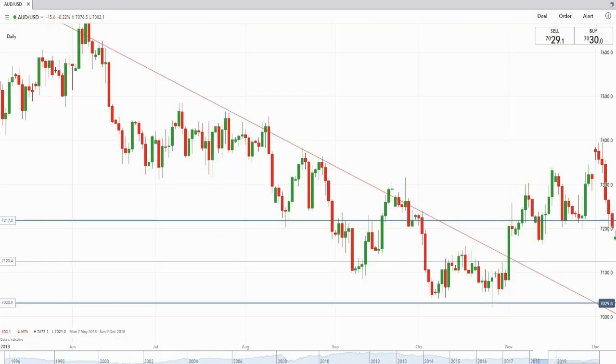Now here is a daily time frame of the Australian dollar and the US dollar. By the way guys, you can use this method on any time frame. It just so happens I do the majority of my trading on the daily time frames, which is why I'm using this as an example.